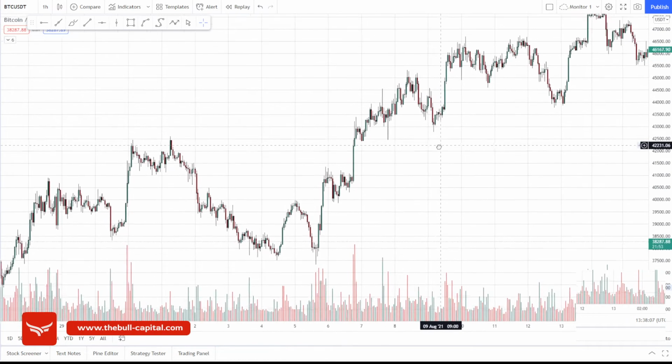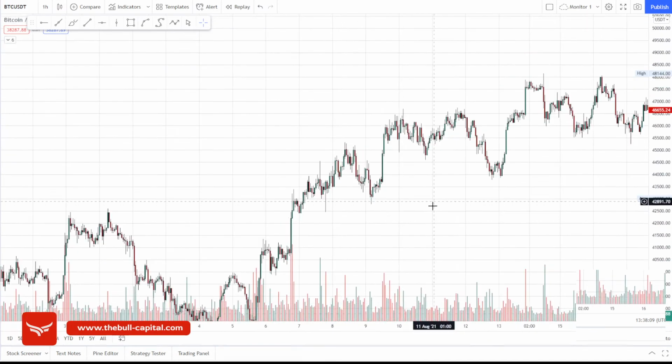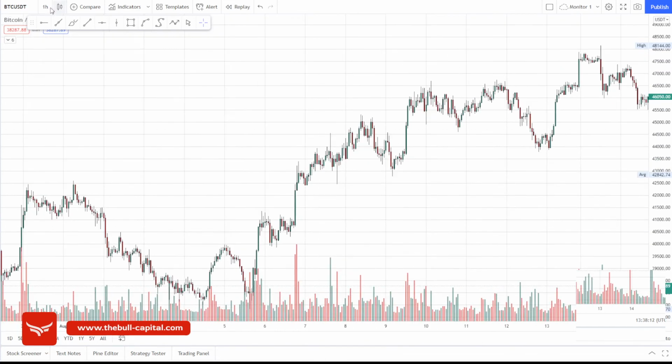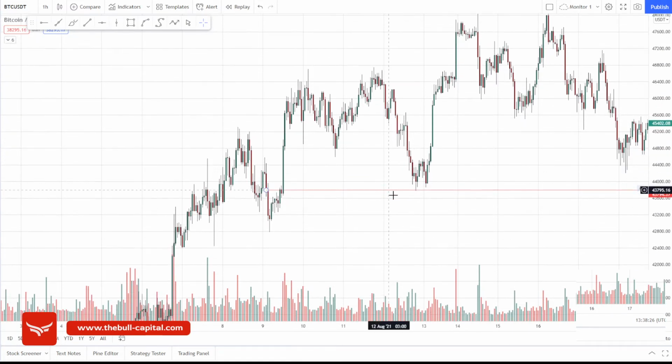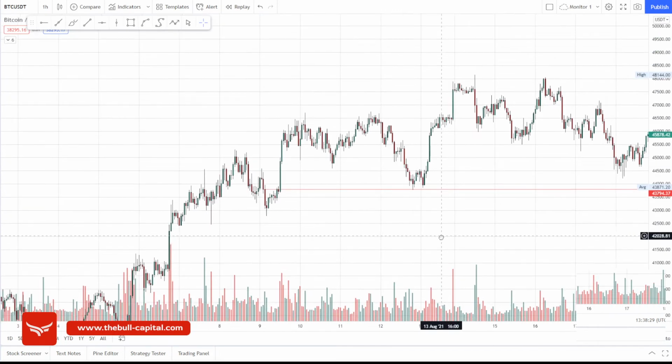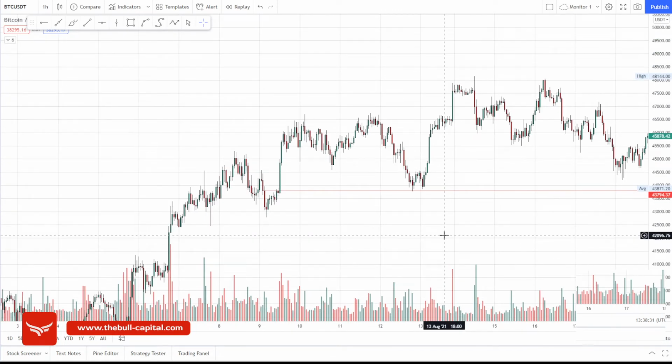Okay, I'm gonna show you something right now. So we have a break level here, which is gonna act, as I said, as a hold level in the future. And there you go, here it acted as a hold level and it had the bounce. Look how perfectly it touched this level. Okay, this is like a trade with not a risk actually, because there is no risk involved.